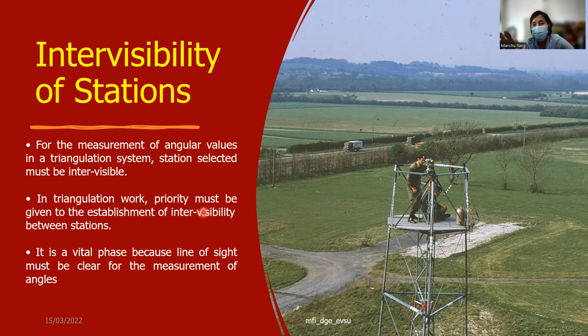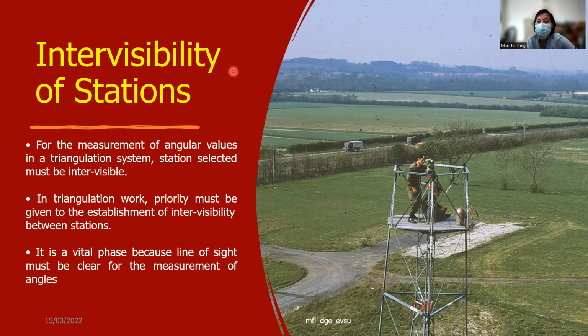For example, if you have a quadrilateral A, B, C, D, and you are at point A, make sure the other three points are visible, since you are going to measure the angle ABC. That's why the three stations opposite or adjacent to your occupied station should be intervisible. If not, then you cannot observe the required horizontal angles. So it is a vital phase, because the line of sight must be clear for the measurement of the angles.